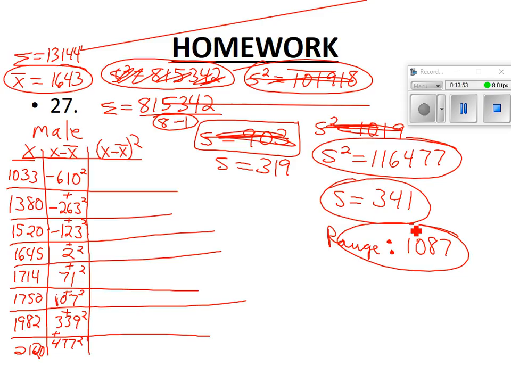We're going to talk more about what that tells us today. So write this down on your paper somewhere so that we have it here in a second. The 341 and the 1643. So that's for males. 1643 is the mean and the standard deviation is 341. See if we can do the females and I won't screw up so much this time.